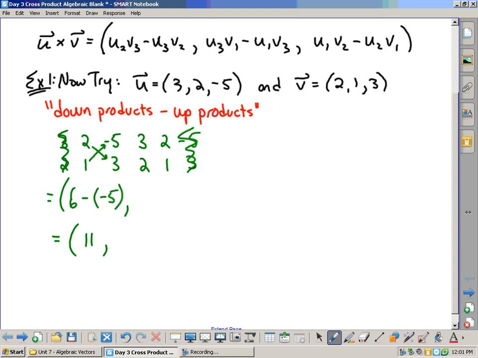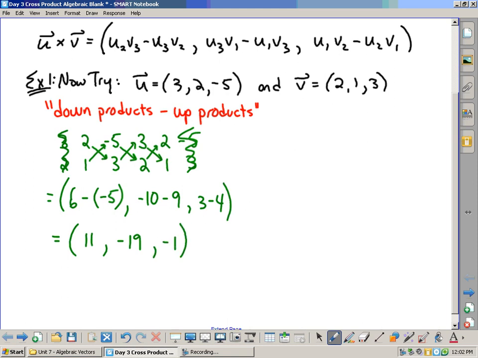Then we go to the next pairs and do the same thing. The down products, negative 5 times 2 is negative 10, minus the up products, which is 3 times 3, so minus 9. And negative 10 minus 9 is negative 19. And then the third one is 3 times 1, which is 3, minus the up product, 2 times 2, so 3 minus 4, and that equals negative 1.